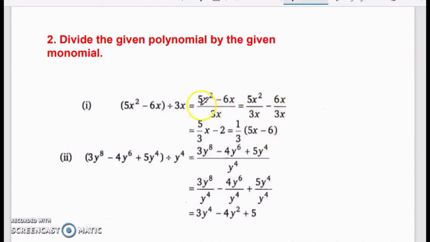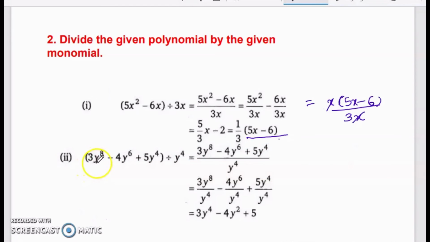Another way can be, between 5x square and 6x you can take x common. So like this you can write, this is equal to x into 5x minus 6 divided by 3x. Then you can cancel x and you will get 5x minus 6 by 3. So same answer you are getting.